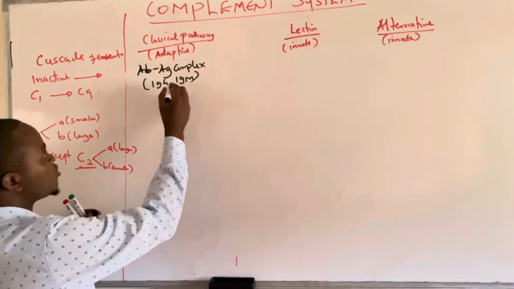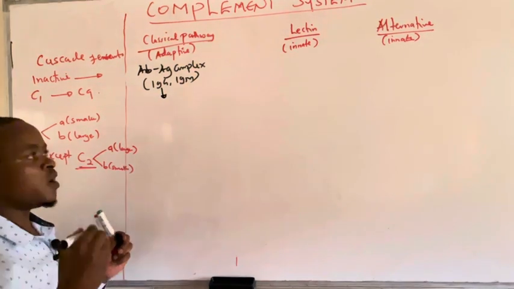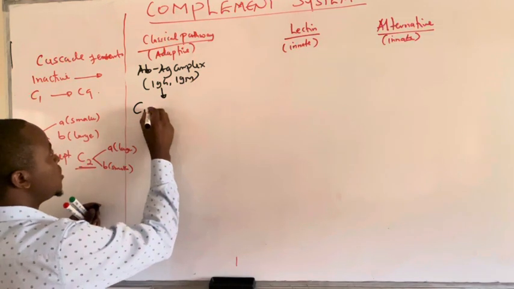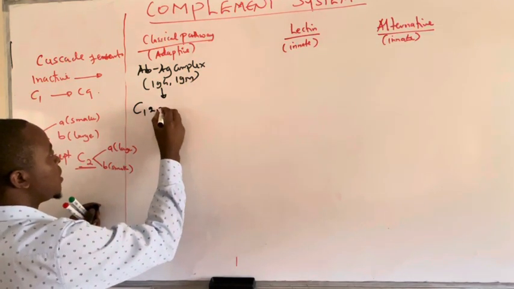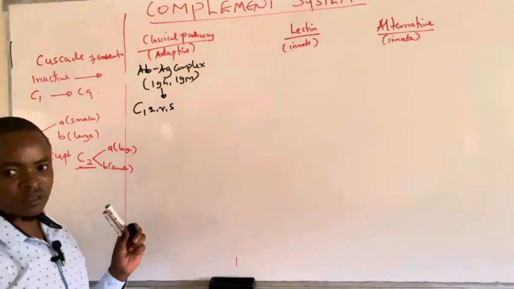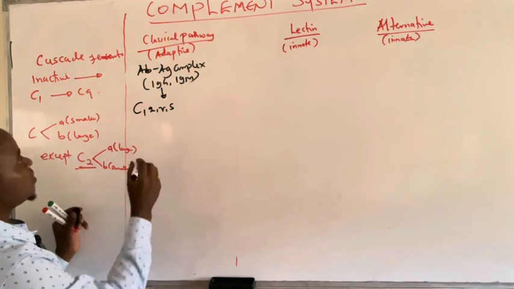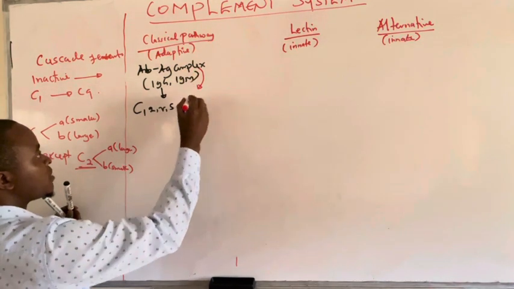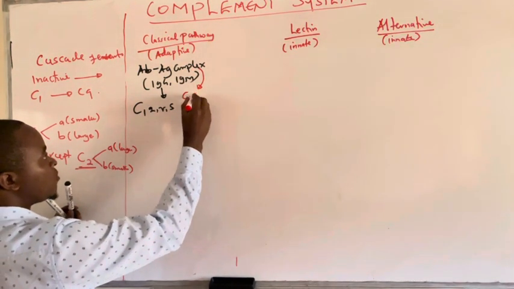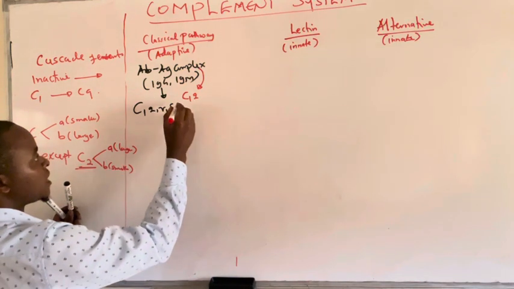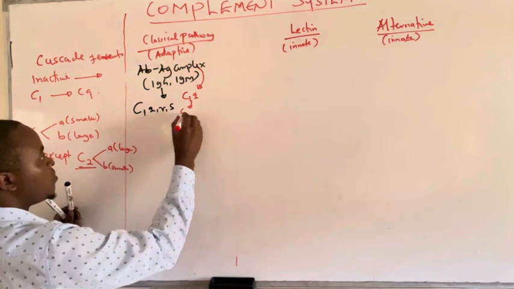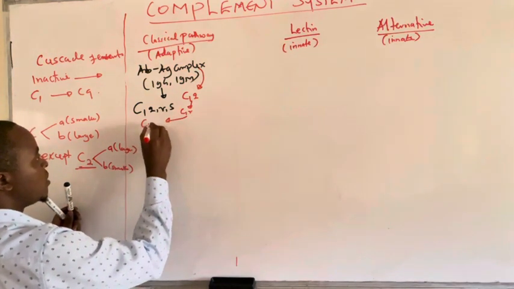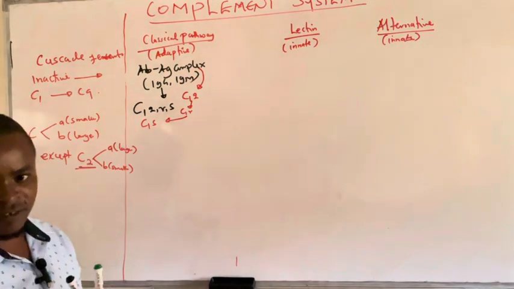Whenever this complex is formed, it is going to activate complement 1. This complement 1 has subunits: the R subunit and the S subunit, together with C1Q. The immune complex comes and binds to complement 1Q, activating it. Once complement 1Q is activated, it activates complement 1R, and this complement 1R also activates complement 1S. It is a cascade of events.